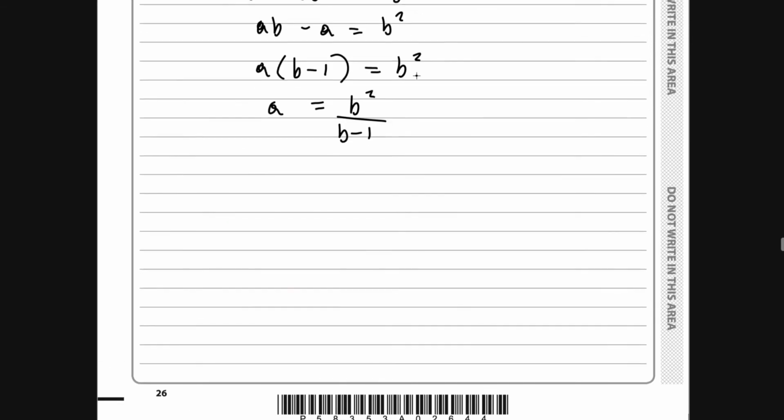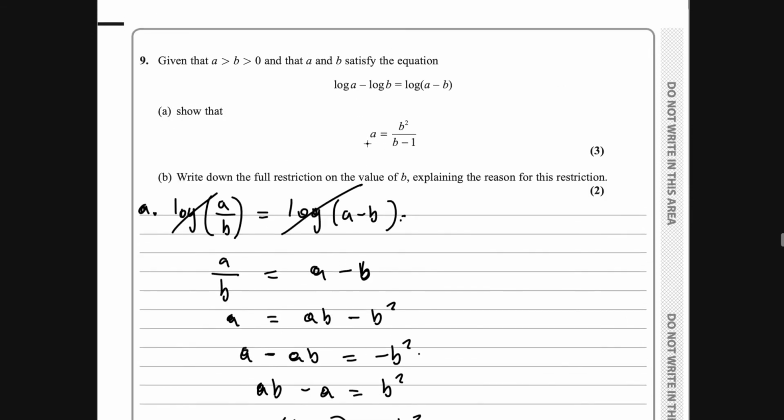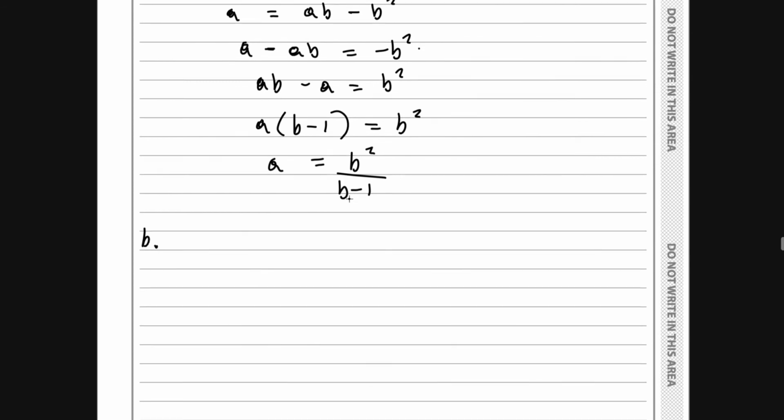And for part B, we're asked to write down the full restriction on the value of B, explaining the reason for this restriction. So to gather the full restriction for B, we're going to have to link it back to the beginning of this question, in which we're told that A is greater than B, which is greater than 0. And as A is greater than 0, it's incidentally true that this expression here, b squared over b minus 1, which is equal to A, must also be greater than 0.